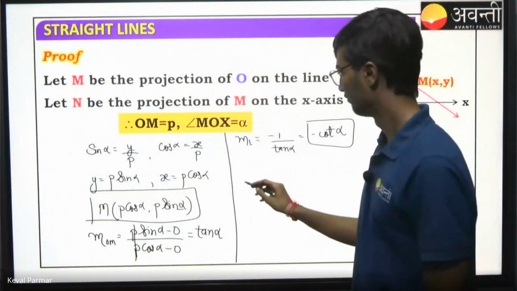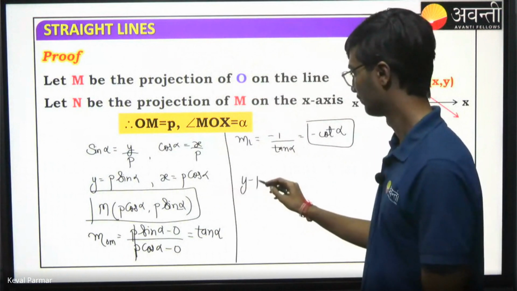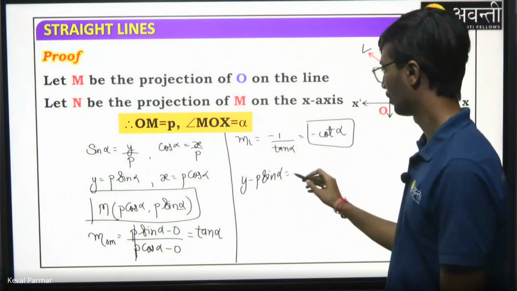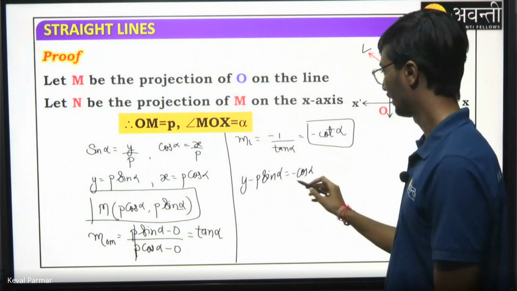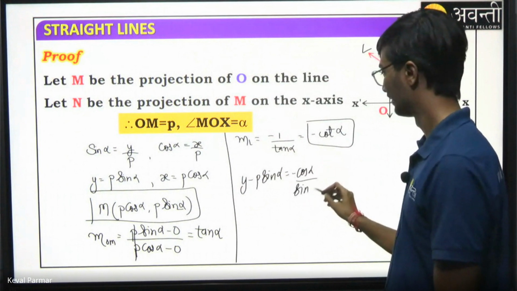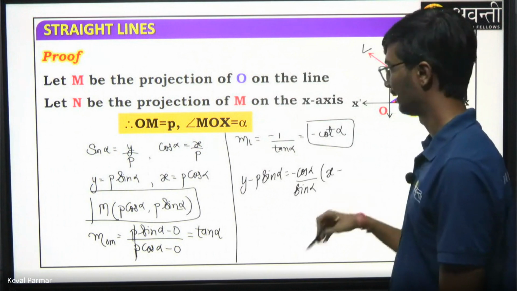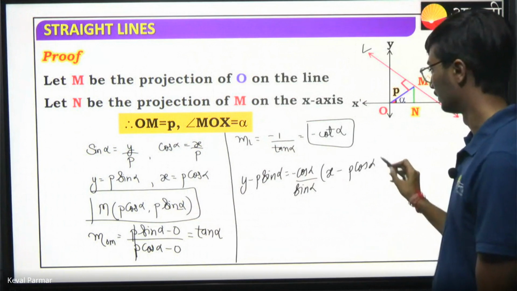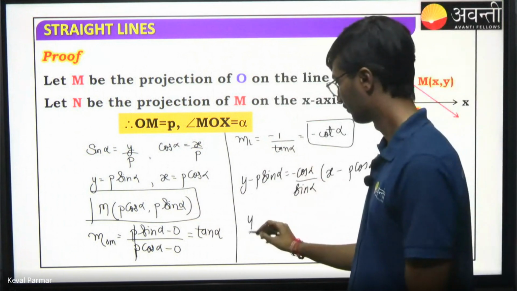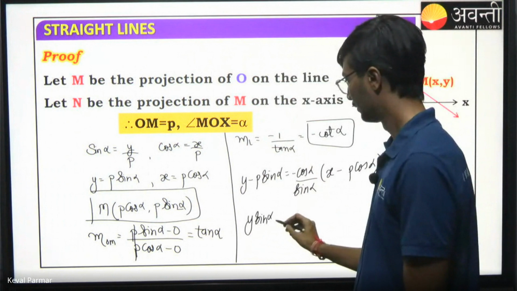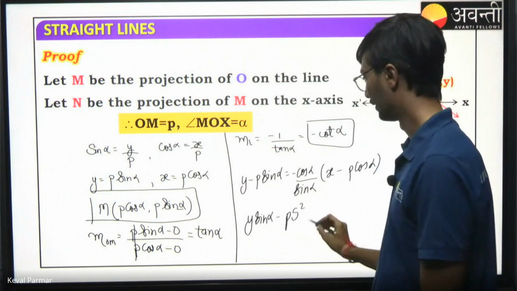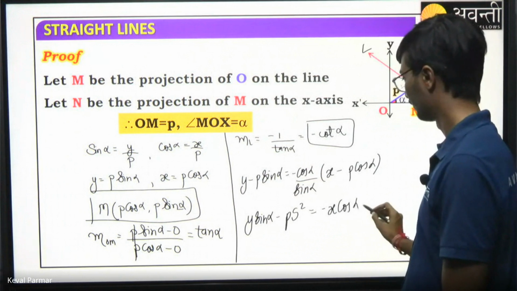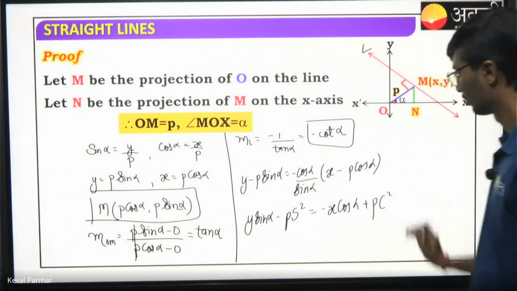Correct? So it will be y minus y1, p sin alpha, is equal to m. Cot alpha I can write as cos alpha upon sin alpha, into x minus x1, which is p cos alpha. Let us cross multiply. So I'll get y sin alpha minus p sin square is equal to minus x cos alpha plus p cos square.